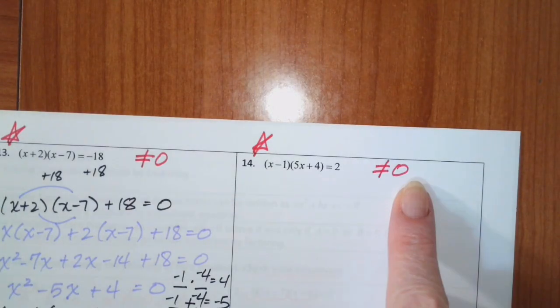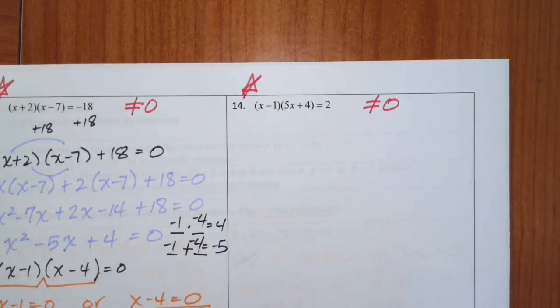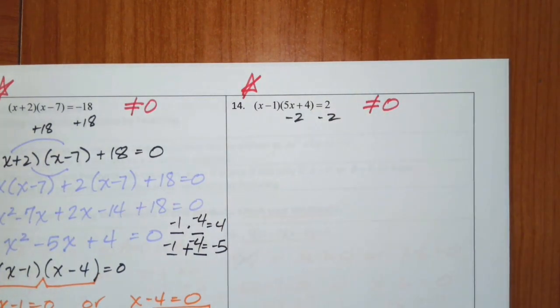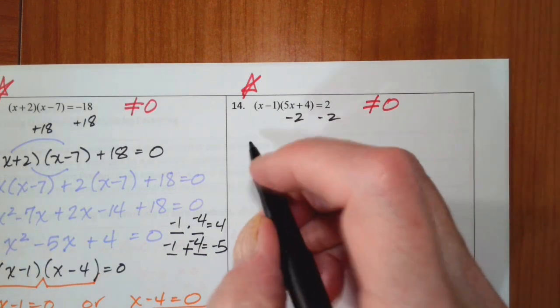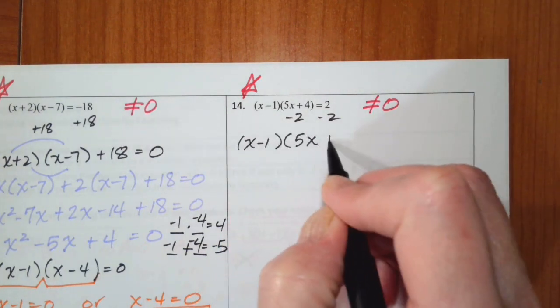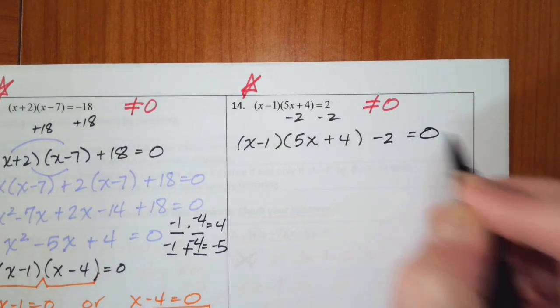Okay, last example in this section. Okay, once again, it is not equal to 0, even though it's factored. So that means I'm going to have to set it equal to 0. I'm going to subtract 2 from both sides, which gives me x minus 1 times 5x plus 4, minus 2 is equal to 0.